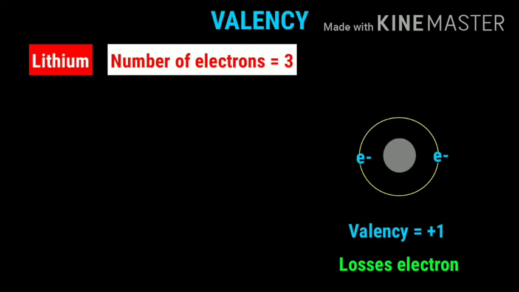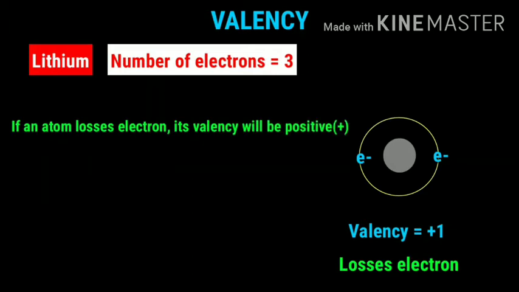Children, the number of valency electrons is the valency when the number of valency electrons is less than 4 or equal to 4, and valency is 8 minus the number of valency electrons when the number of valency electrons is more than 4. For example, sodium's valency is 1. Why? The number of valency electrons is 1, which is less than 4.